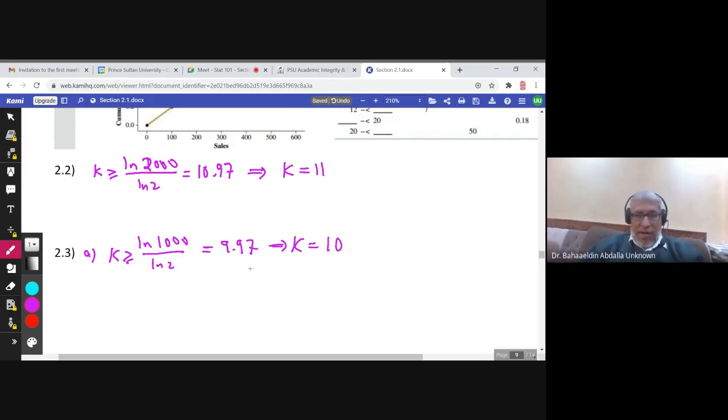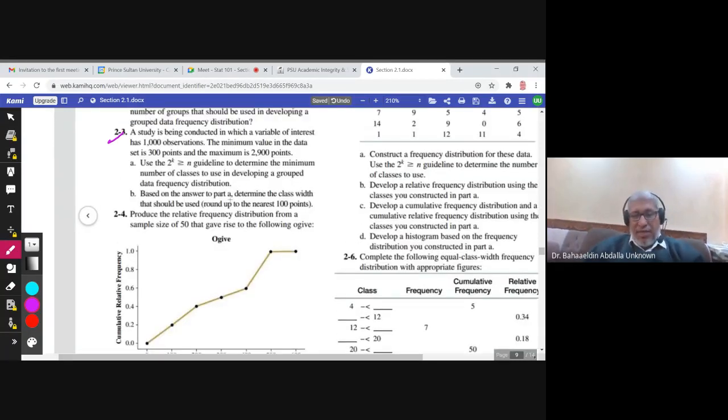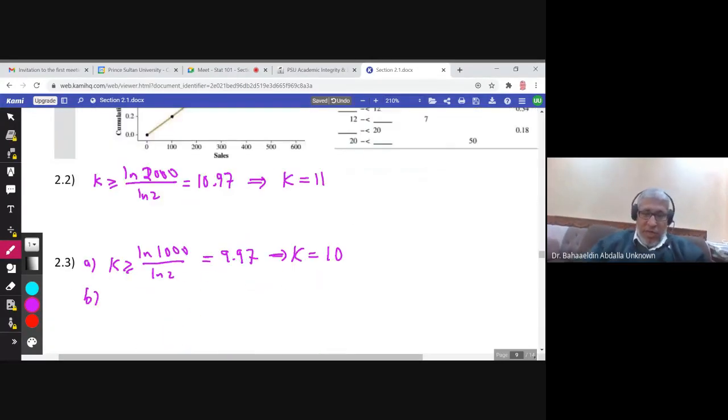Okay, now after determining the number of classes in part B, based on the answer to part A, determine the class width. The next step is to determine the class width. Round up to the nearest 100 points. To determine the class width, we need the minimum and the maximum. They are given here in the question. The minimum is 300 and the maximum is 2900. So we subtract the maximum minus the minimum, and we divide by the number of classes in part A, which is 10. The answer would be 260.